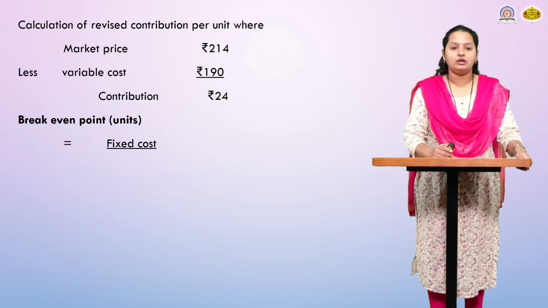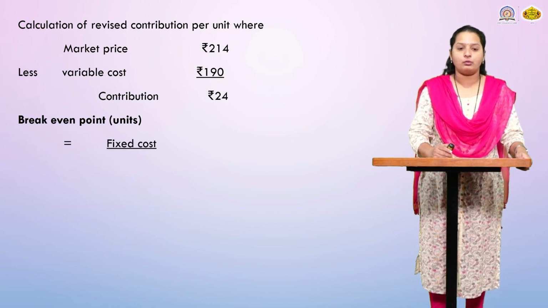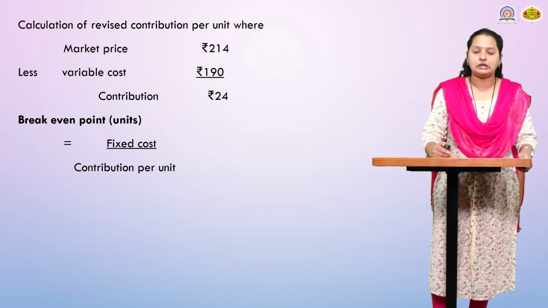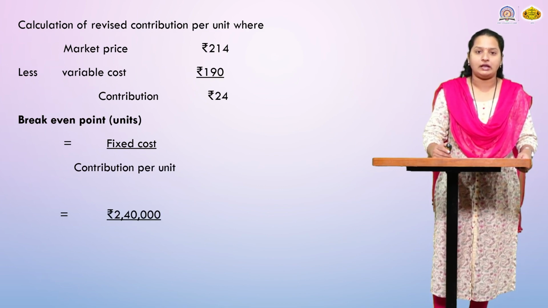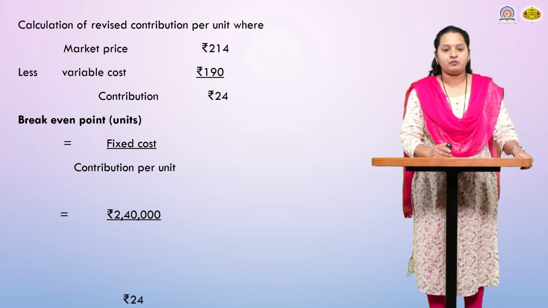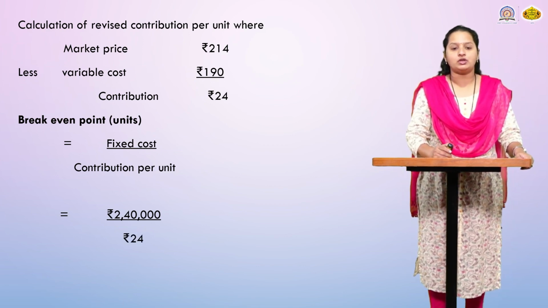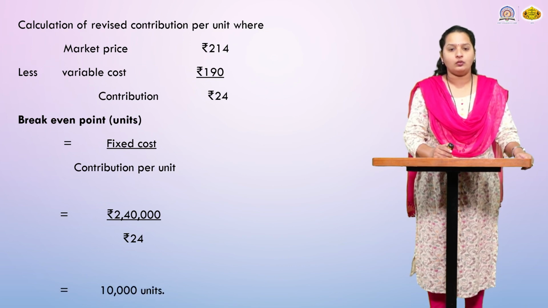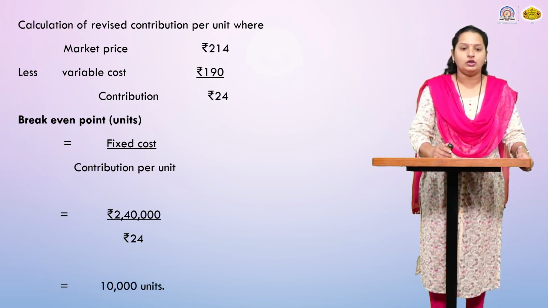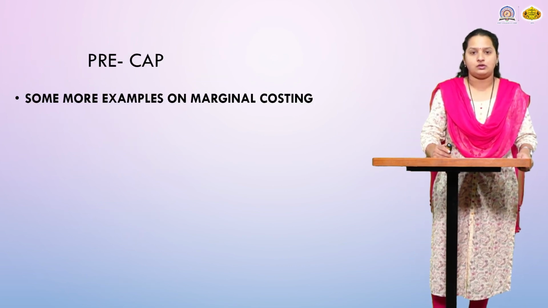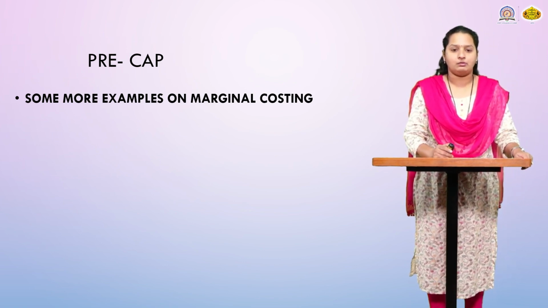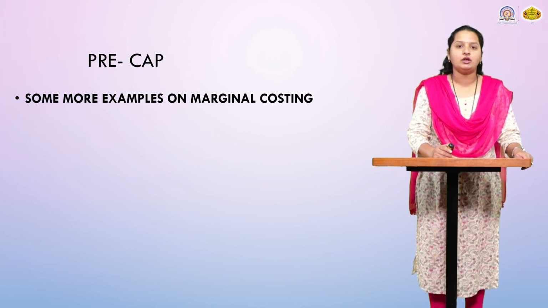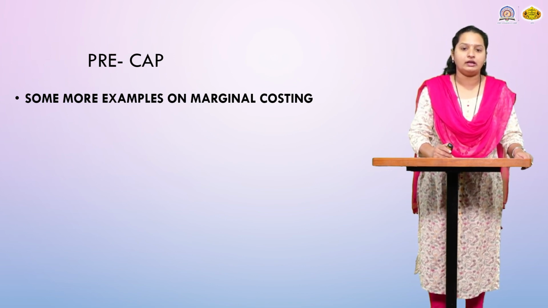Now again, break even point in units, the formula is the same: fixed cost upon contribution per unit. We have the fixed cost, that is rupees 2,40,000, and the new contribution which we calculated just now, which is rupees 24. So the new break even units are 10,000. In this way we have learned some more examples on marginal costing. In the coming session we will learn other examples regarding marginal costing. Thank you.